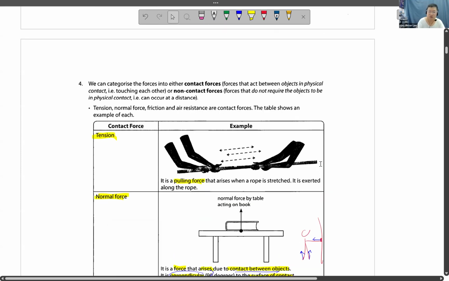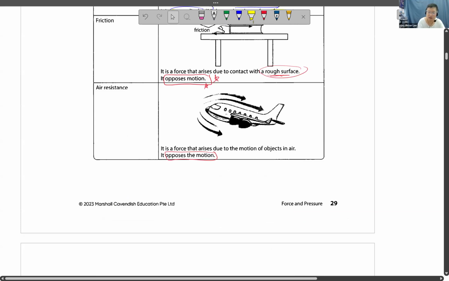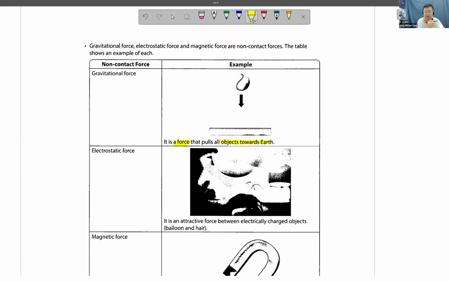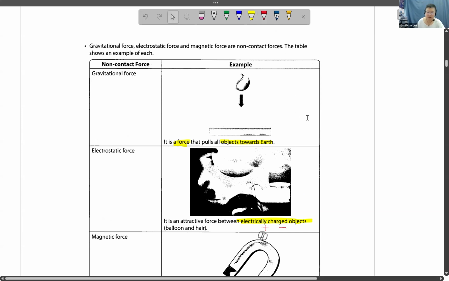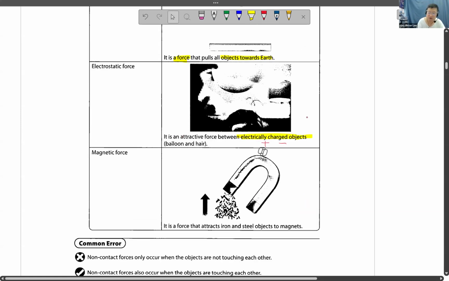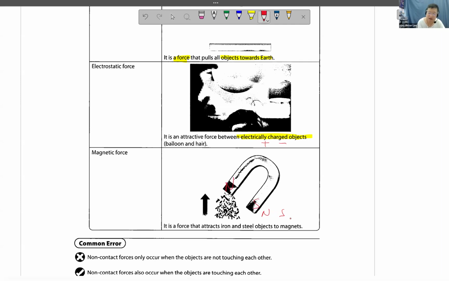Gravitational force is the force that pulls any object towards the Earth or any body. As long as you've got mass, there's gravitational force. Electrostatic force is between charged objects. So generally you're talking about a positive and a negative attraction. Magnetic force is between north and south, or at least they can induce the metal to become, for example, if this is north and this is south, I can induce this to be north, to be south, and then attract.